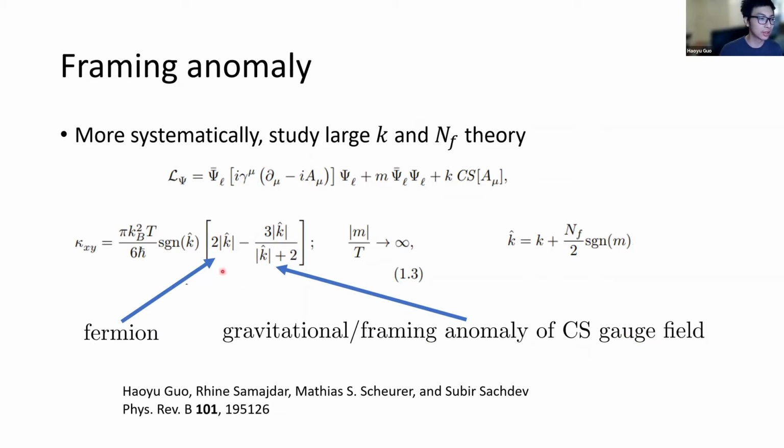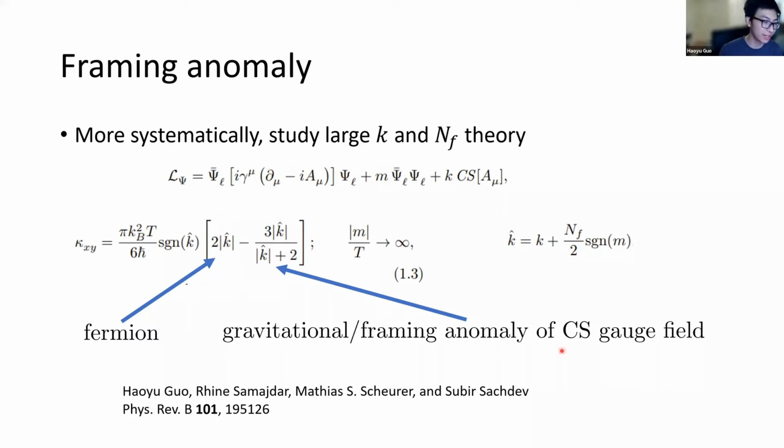So we look at the leading order in large N and then the next order at large N, and they have very nice interpretations. The leading order term in large K is just the contribution from those fermions, and the next order term can be interpreted as the framing anomaly contribution of this transient Simons gauge field. So as long as we're dealing with SU(2), if you take the limit where this k hat is one, then the second term is actually larger than the first term, so the kappa xy can actually become negative.